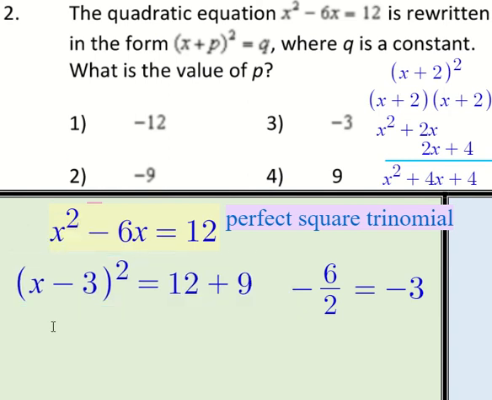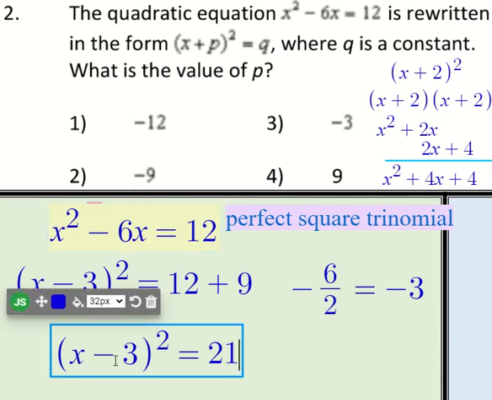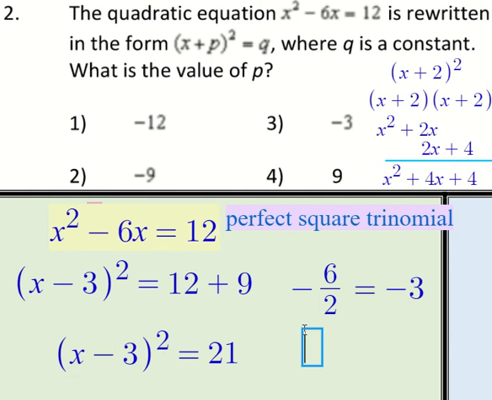So then when I go through and I clean this up, I have (x minus 3) quantity squared equals 21. And now when we look at what we're trying to do, x is just x, but plus p, we're adding a negative 3. So in this case, p equals negative 3. And q in this case is 21.